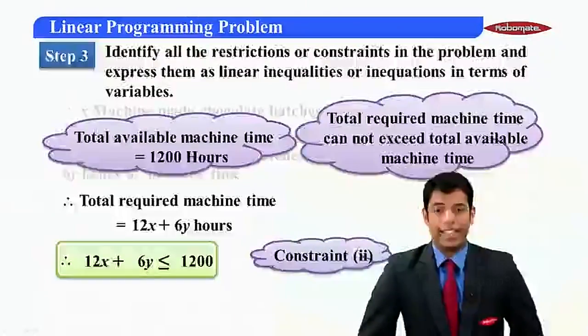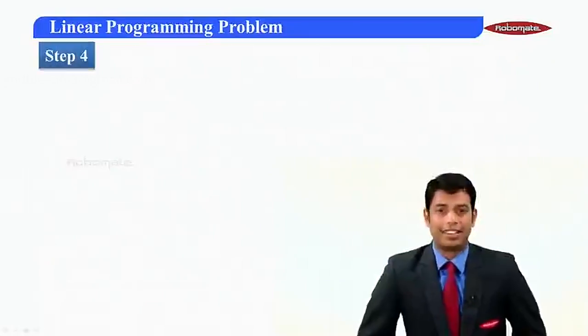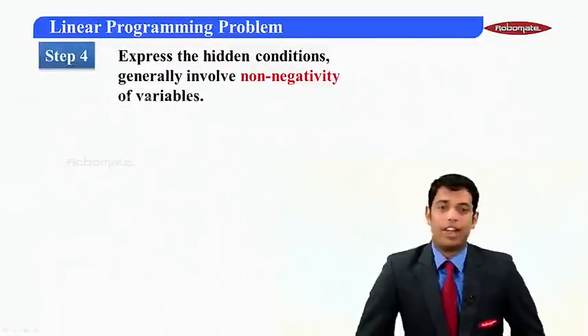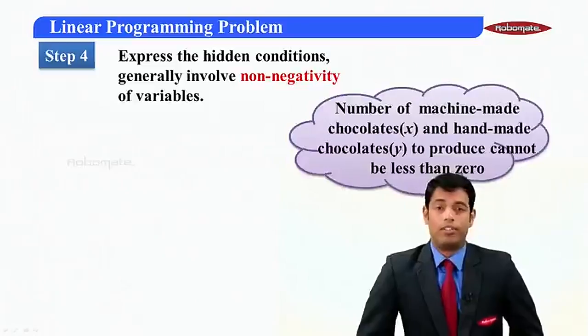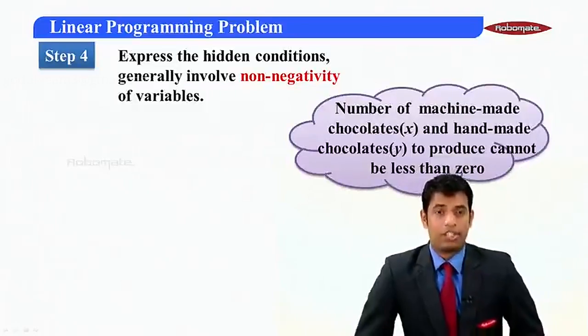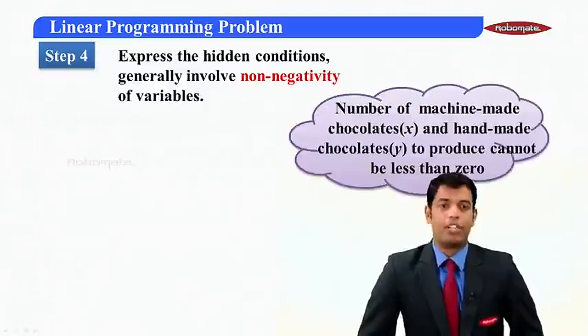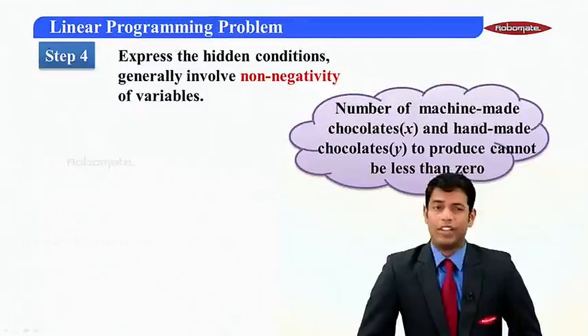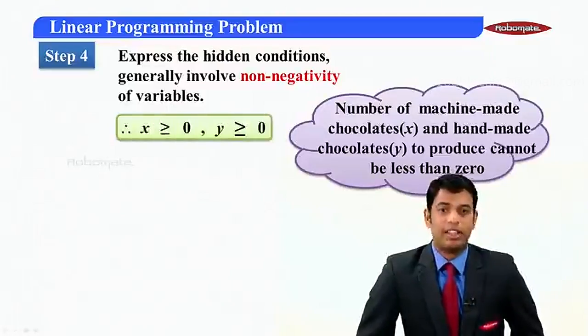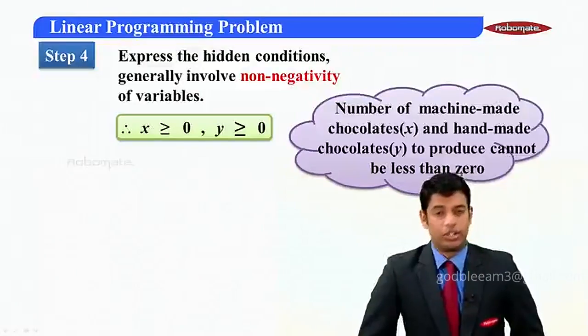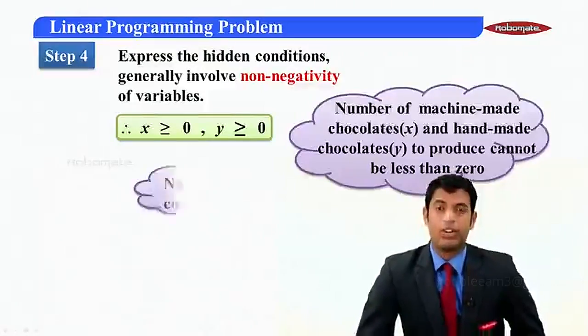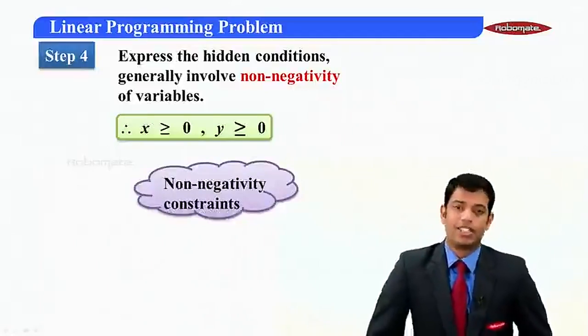constraint 2, and then we proceed to our last step, that is finding out non-negativity restrictions or hidden conditions. So step 4: we know that the number of machine-made chocolates, x, and the number of handmade chocolates, y, can never be less than 0. A company cannot produce a negative number of chocolates. So obviously x is always greater than or equal to 0 and y is always greater than or equal to 0, and that is what we call non-negativity constraints.